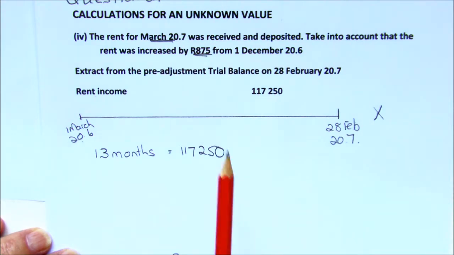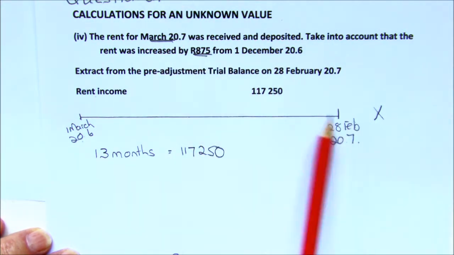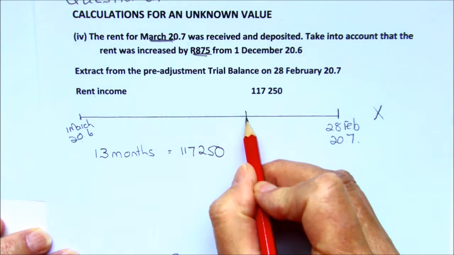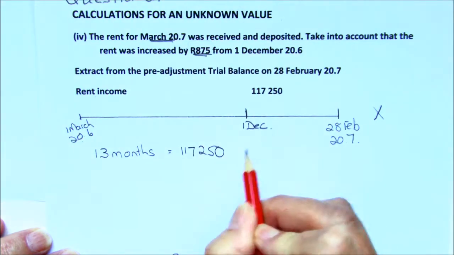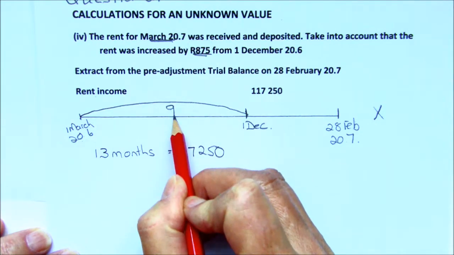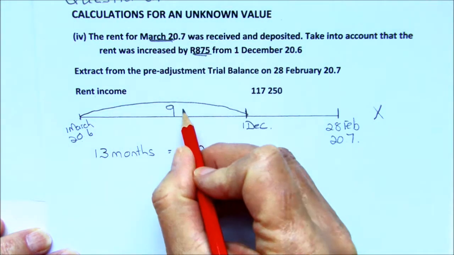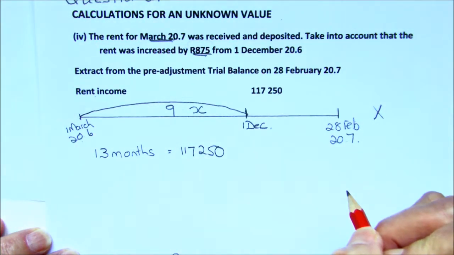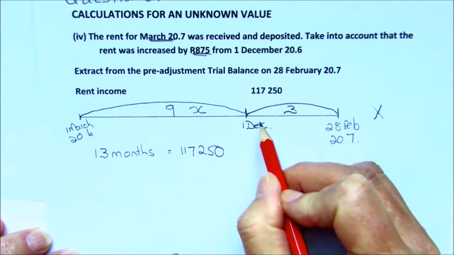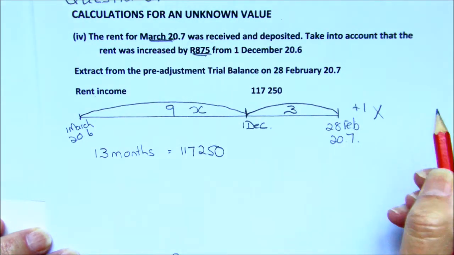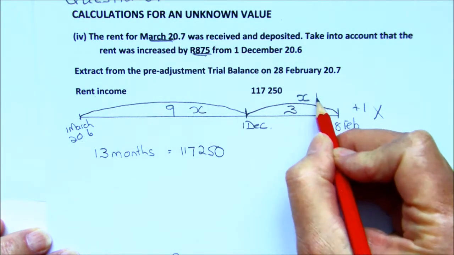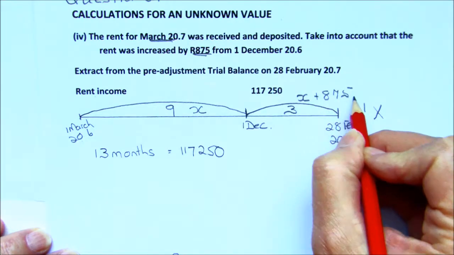Now, the complication is that you can't just go and divide by 13 because the rent actually increased. So let's look on this timeline. If we go here, on the 1st of December, the rent actually increased. So that means that these 9 months over here, the rent was a certain amount, and I'm going to say it was X at that stage. Then for the next 3 months, December, January, February, plus the extra one, which is 4 months, this rent was still the original X, but it increased by 875 Rand.